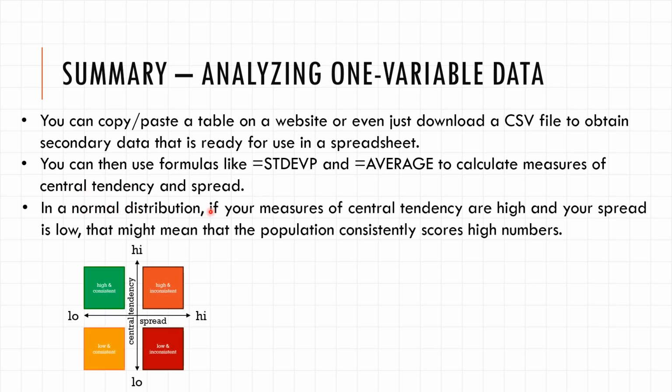In a normal distribution, if your measures of central tendency are very high and your spread is very low, that might mean that the population that you're studying consistently scores high numbers. A low spread means that you got those numbers very frequently. And if the measure of central tendency is high, well, that tells you that those scores were high as well. Now, that might not necessarily be a good thing. Maybe you're looking for low scores, like low scores means better. Either way, this is just what the data would seem to indicate.